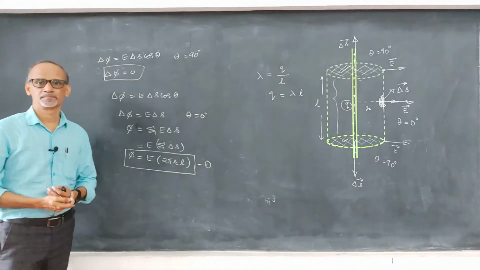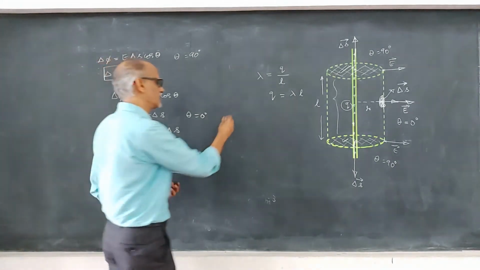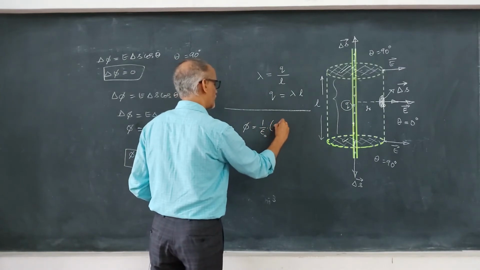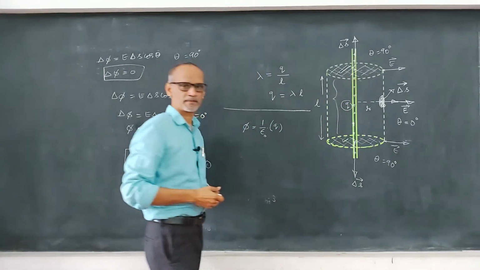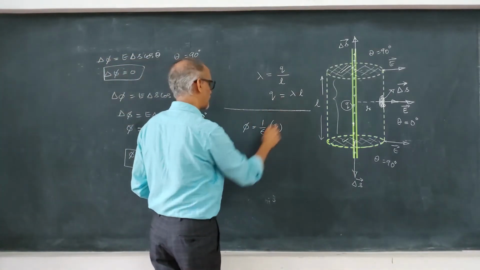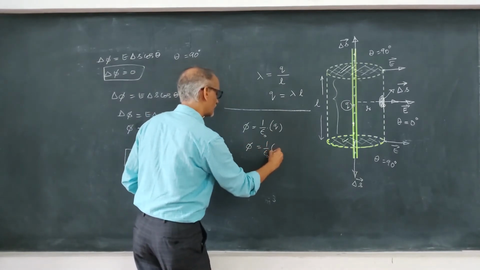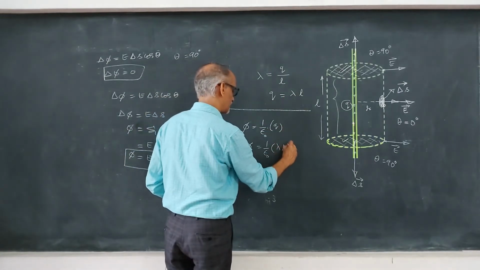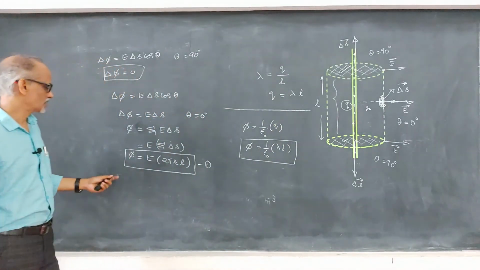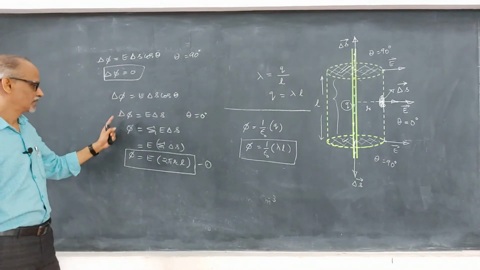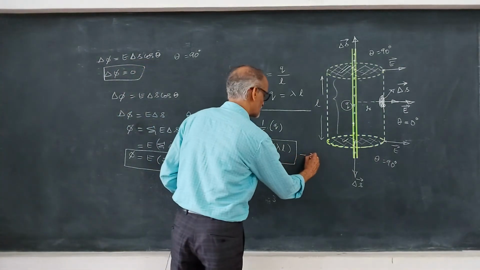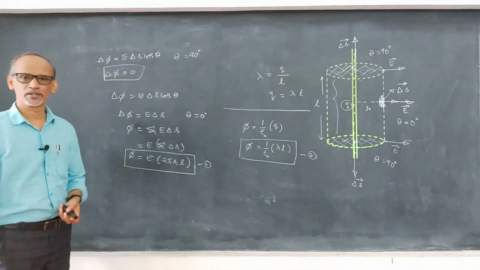So that's equation 1. Now I can find the flux using Gauss theorem, which is phi equal to 1 by epsilon naught into the total charge enclosed by the closed surface. We have already found the enclosed charge Q equal to lambda L. So phi is equal to 1 by epsilon naught into lambda into L. This is the total flux in terms of the charge, or in terms of the linear density. Now we can equate equation 1 and equation 2.